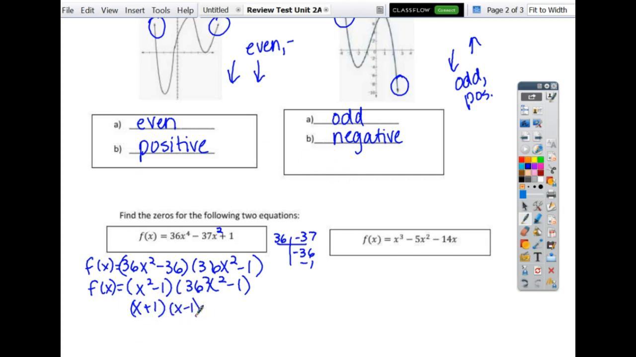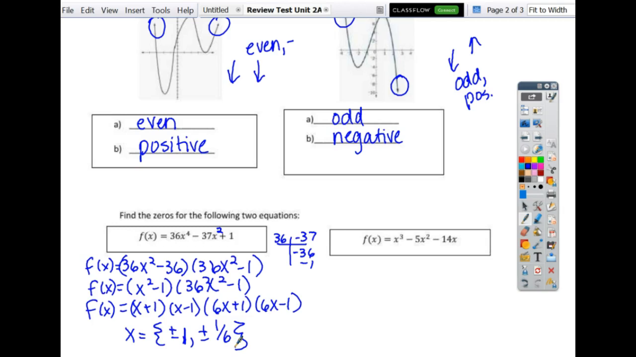And the second one is also a perfect square. The square root of 36 is 6, so I'm going to get 6x plus 1 and 6x minus 1. That's my f of x. And my zeros then would be plus and minus 1, and plus and minus 1/6. If I subtract 1 and divide by 6, I get a negative 1/6. If I add 1 and divide by 6, I get a positive 1/6.